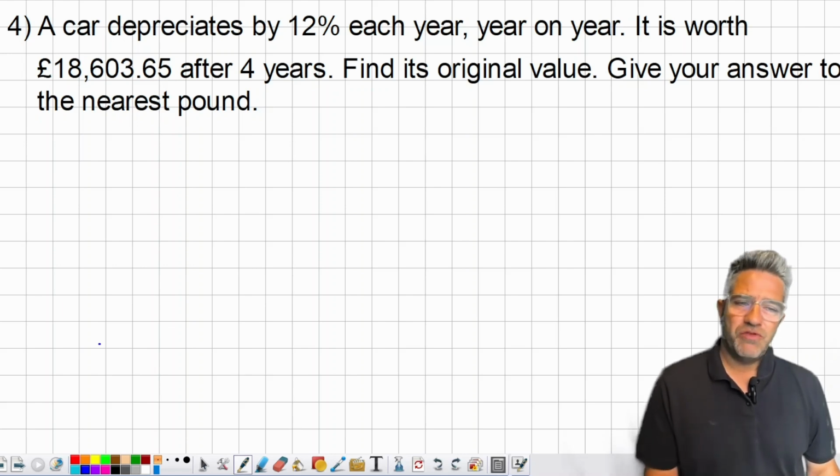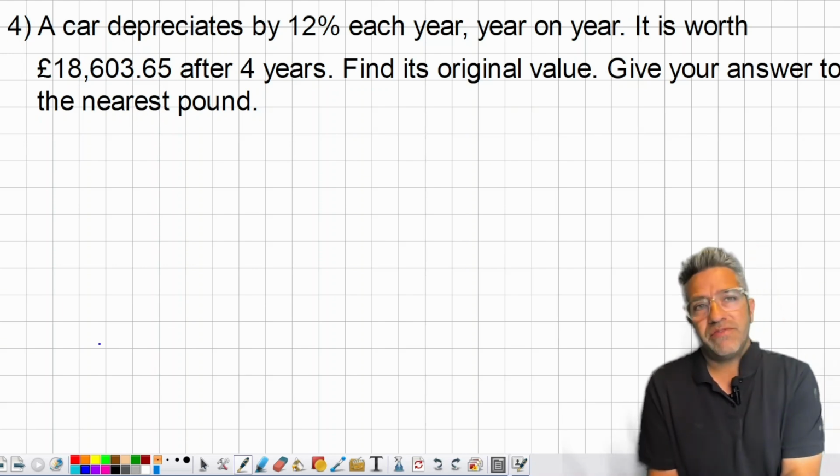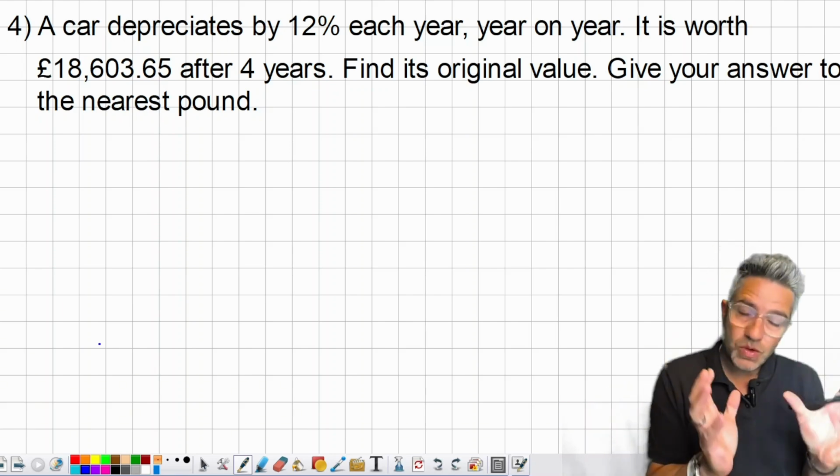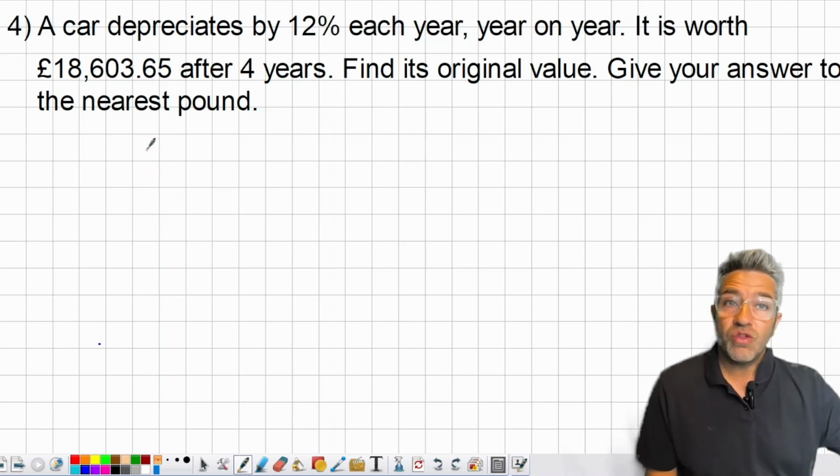That's strange in itself. We're being given a very precise end value, but we're being asked for an answer to the nearest pound. But that's the question at hand. So let's make a start. If we don't know what the car is worth, that's what we're going to start with. So I'm going to call that X. Once again, it depreciates by 12%. If we lose 12%, I will have 88% left.